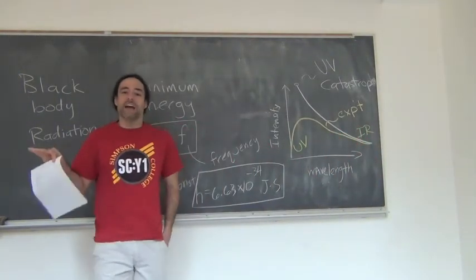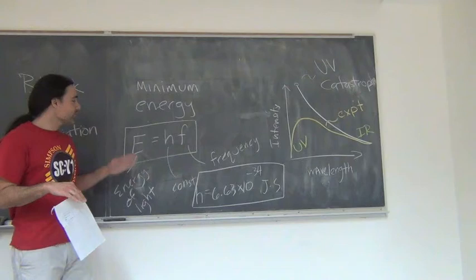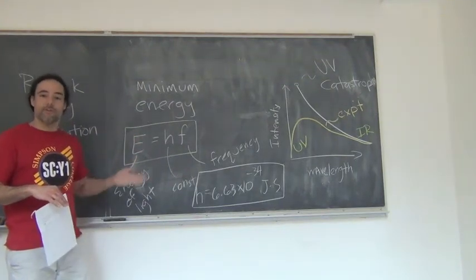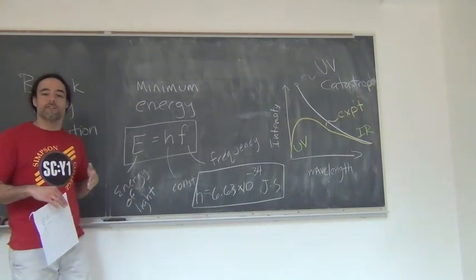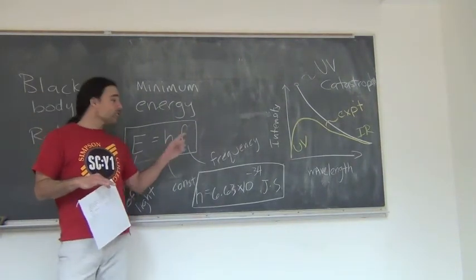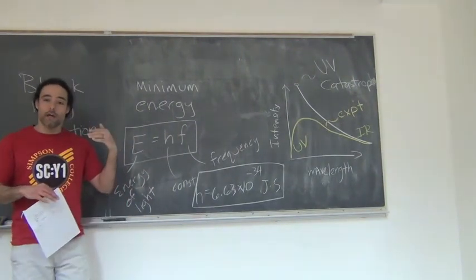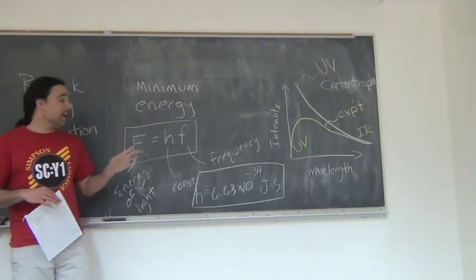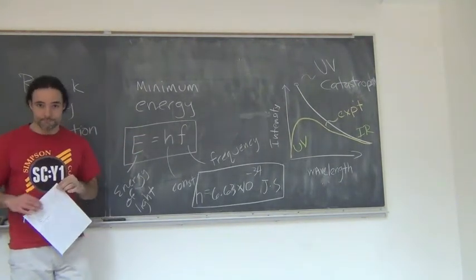Now, at the time, this was kind of a fudge factor. Planck discovered that if you do this, you get the right results. So let's just do this because it makes the right predictions. However, this turned out to be a much deeper interpretation of what was going on here.